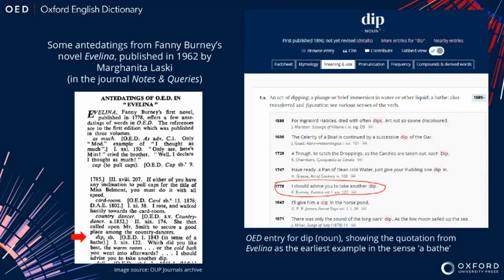On the right, you can see that in the OED online version of the entry, the antedating she supplied for the noun dip, in the sense of an act of bathing, has been added to the OED, and at the moment, that's the earliest example we have of that sense of the word.